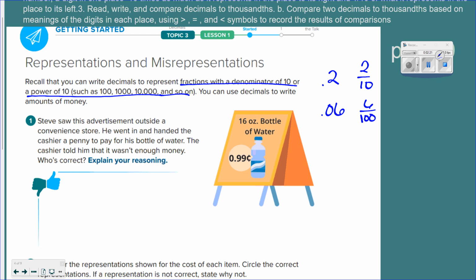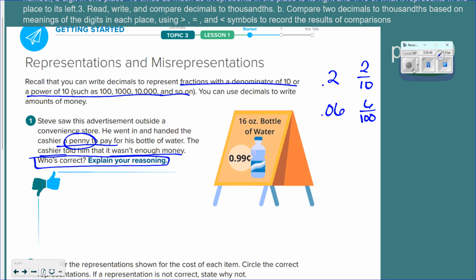Steve saw this advertisement outside a convenience store. He went in and handed the cashier a penny to pay for his bottle of water. The cashier told him that it wasn't enough money. Who is correct? Explain your reasoning. I'm going to give you about 3 minutes to discuss in the tables and get an answer written out about who is correct and why. And then we're going to come back and talk about it. Go for it.